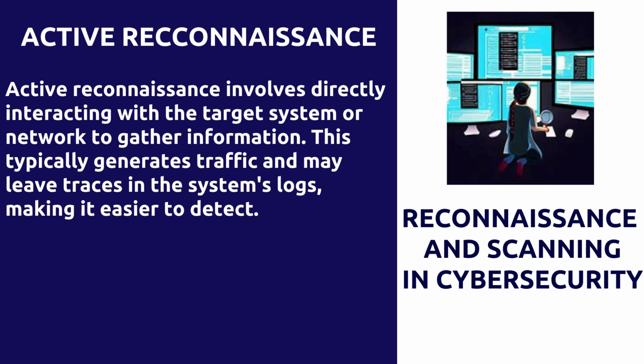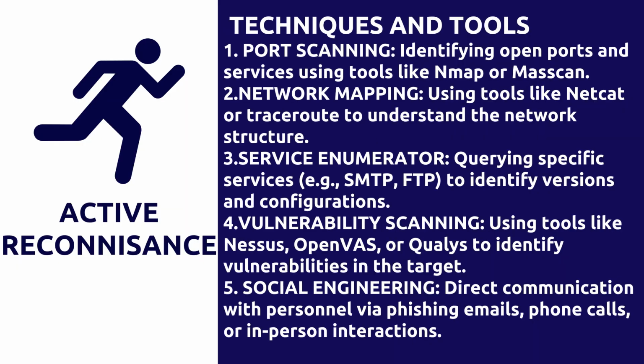What are the tools used in active reconnaissance? We have port scanning, which is used to identify open ports and services using tools like Nmap or Masscan. We have network mapping, which involves using tools like Netcat or traceroute to understand the network structure. We have service enumeration, which is used to query specific services, e.g. SMTP and FTP, to identify versions and configurations. We have vulnerability scanning, which involves using tools like Nessus, OpenVAS, or Qualys to identify vulnerabilities in the target.